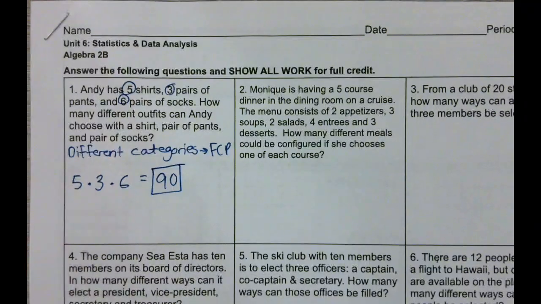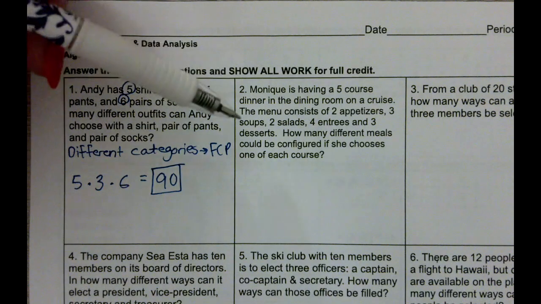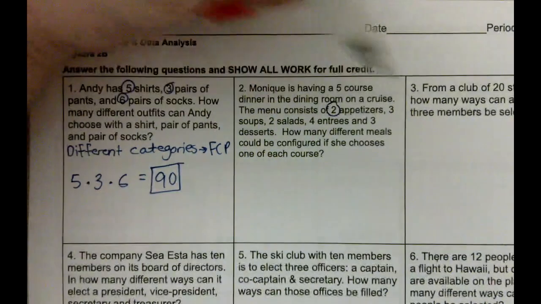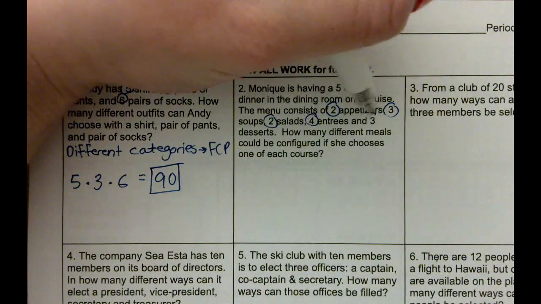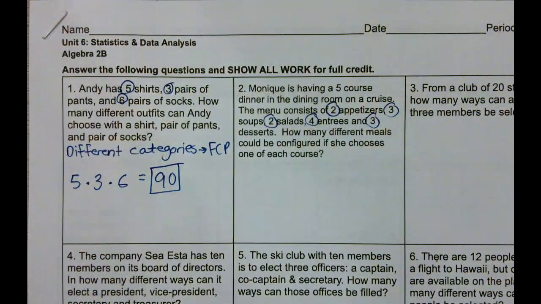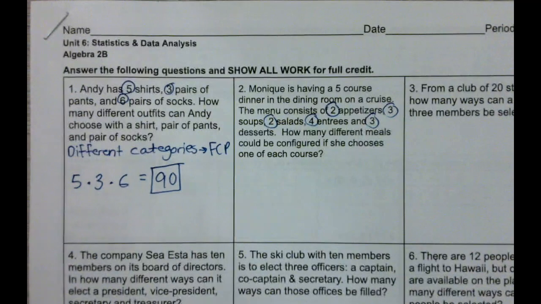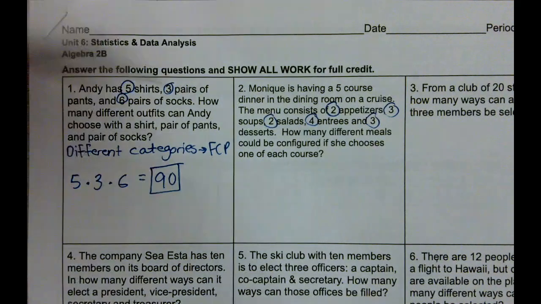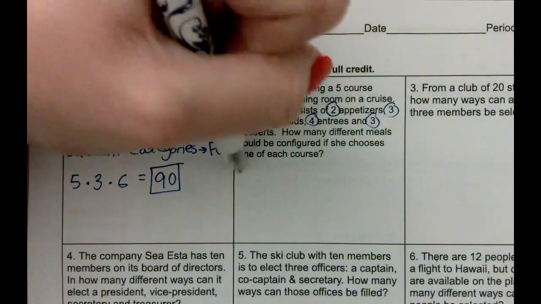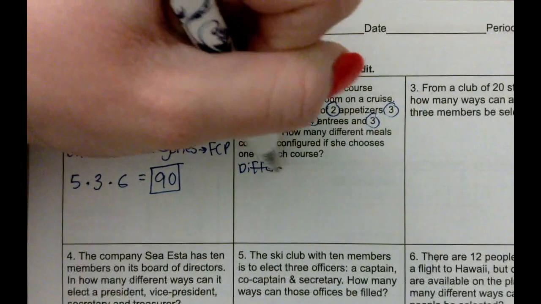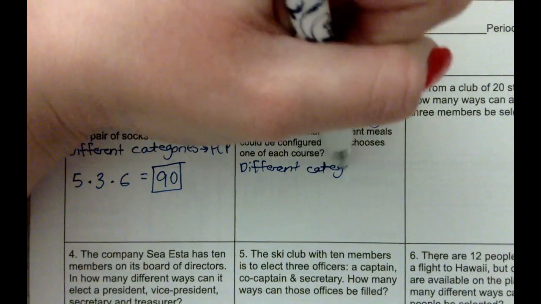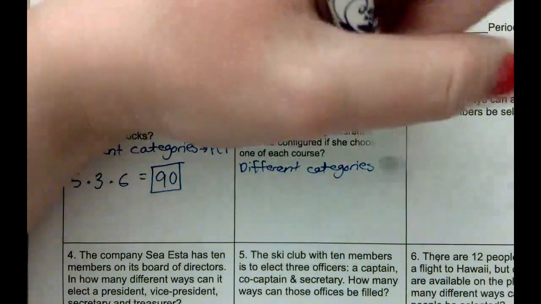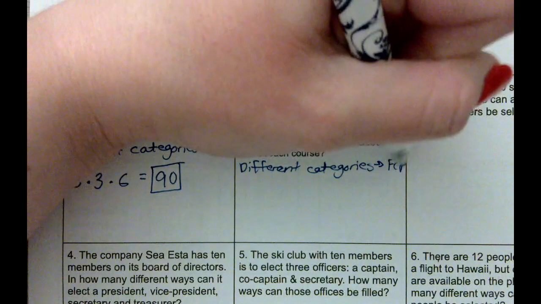Number 2, Monique is having a 5-course dinner in the dining room on a cruise. The menu consists of 2 appetizers, 3 soups, 2 salads, 4 entrees, and 3 desserts. How many different meals can be configured if she chooses one of each course? So again, you have different categories here. So once again, we have an FCP problem.